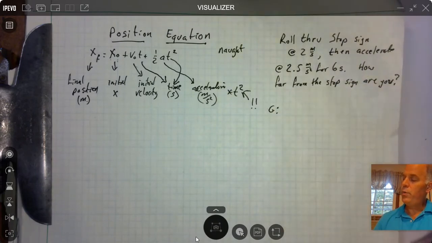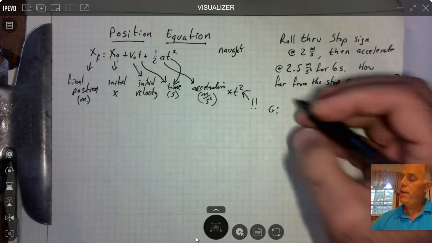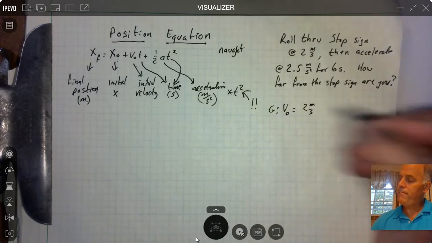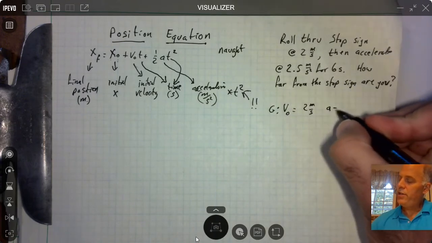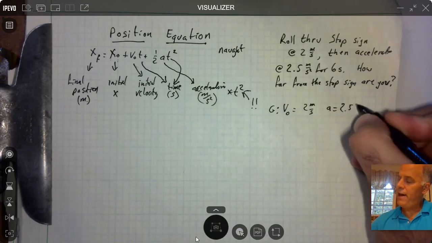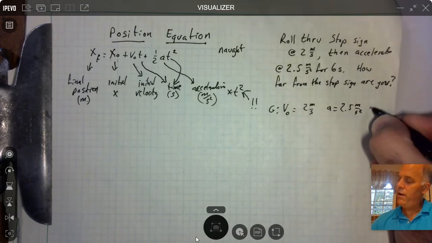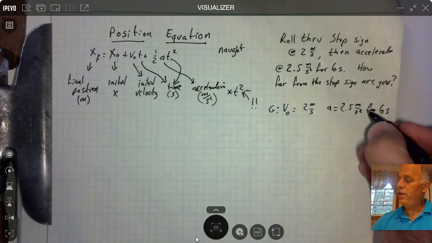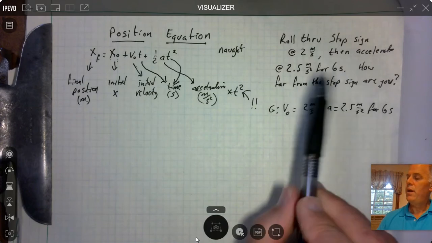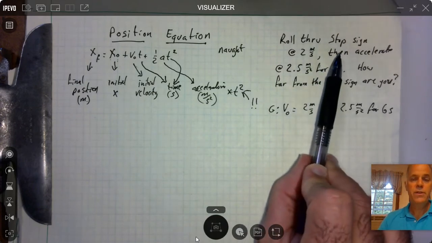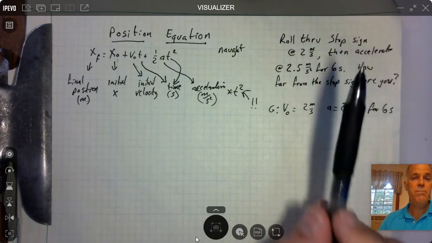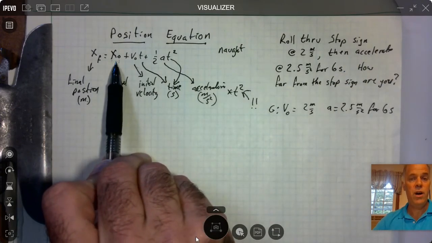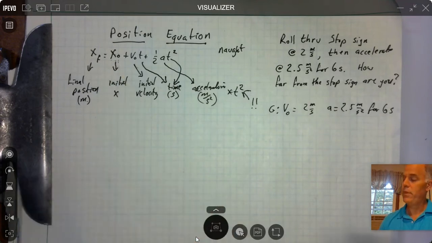Okay, if you're doing this for homework, we do the given information. So V naught is equal to 2 meters per second. Acceleration is equal to 2.5 meters per second squared for 6 seconds. And that's basically all the information that we need. Now notice we're measuring from the stop sign. So that means we can consider the stop sign position 0, and the initial position will be 0. So that part's just going to fall out.